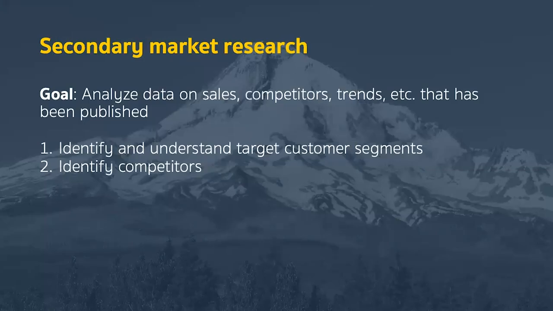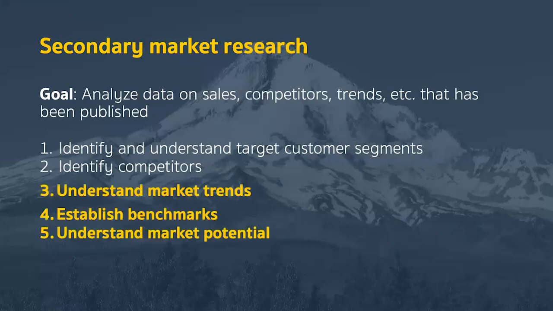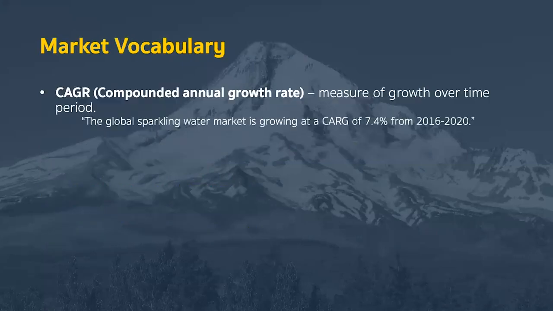The goal of secondary market research is to analyze data on sales, competitors, trends, etc., all the information on your market out there that has already been published. In general, secondary market research helps you identify and understand your target customer segments. It can help you identify competitors, and the 3 things that it will help you do that we will focus on today are understanding market trends, establishing benchmarks, and understanding market potential. There are a few vocabulary words that we want to make sure you understand before the Inventor finals.